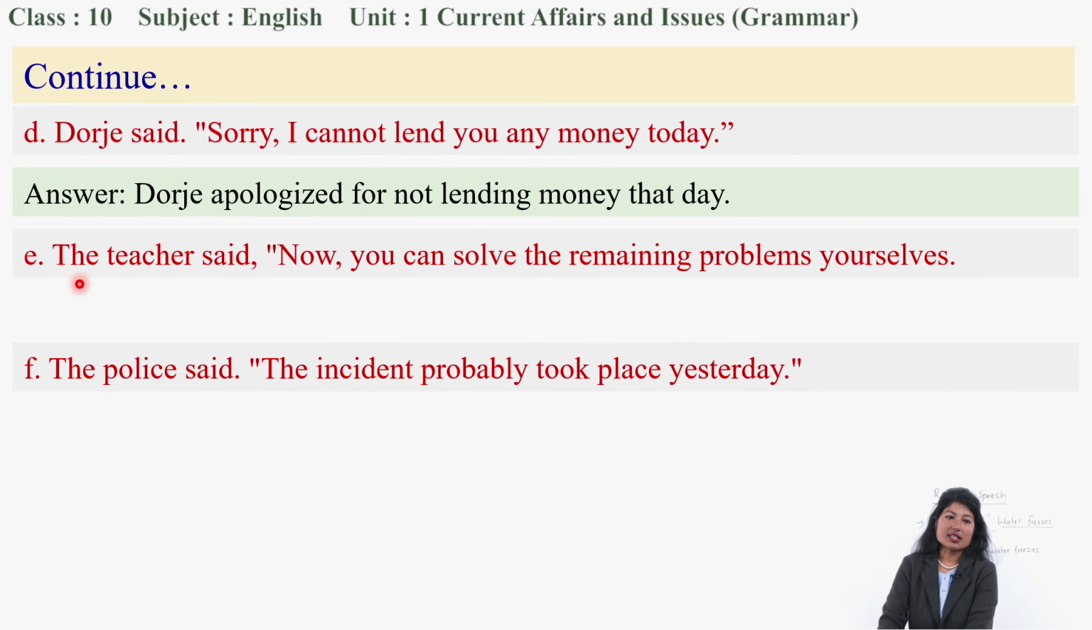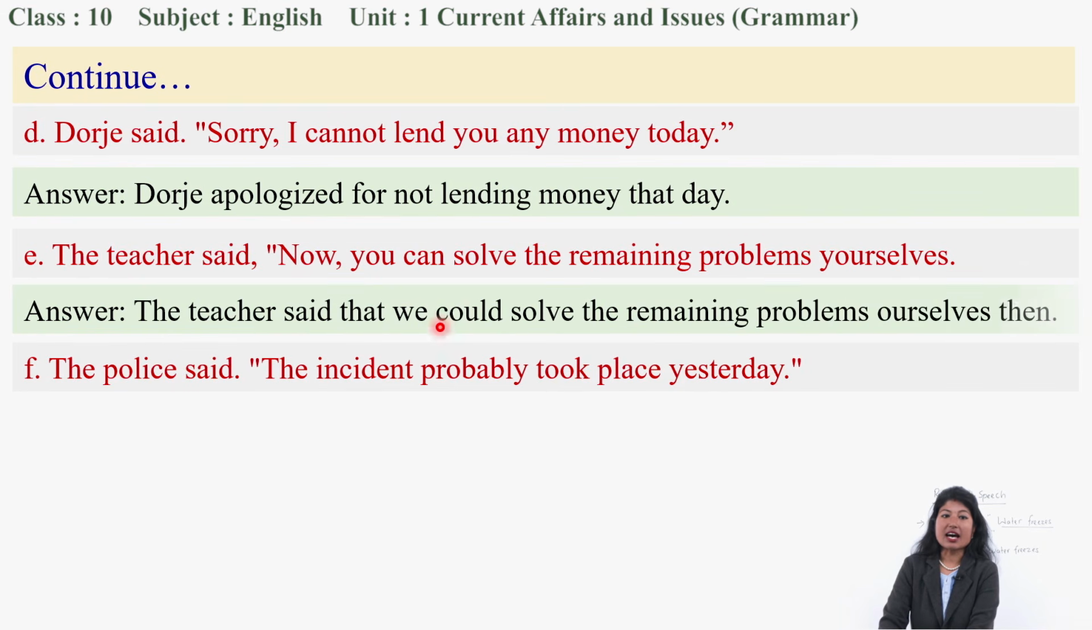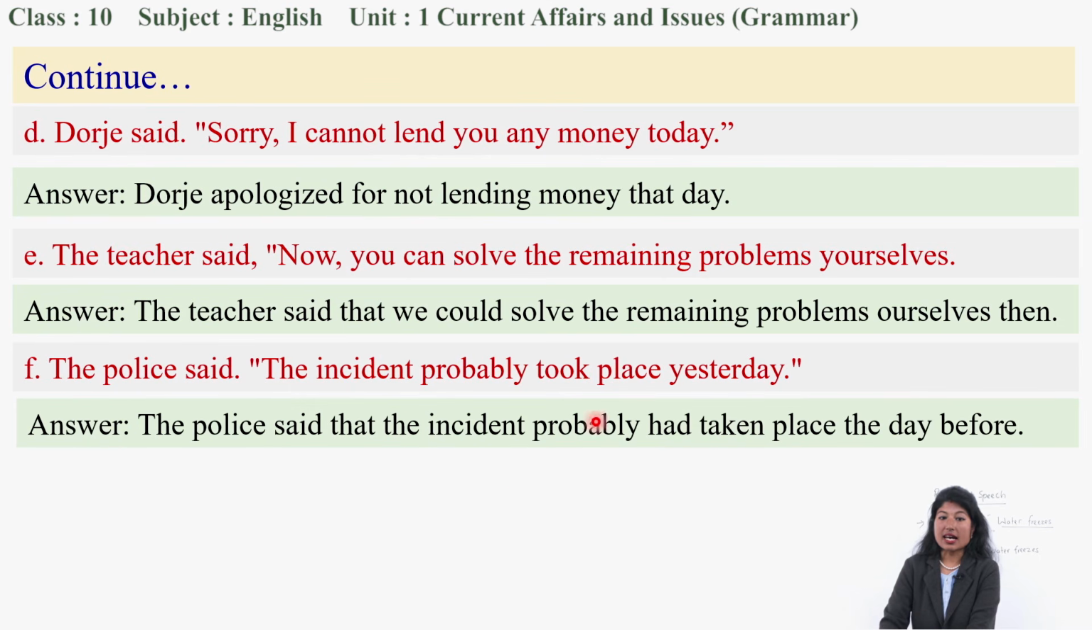Okay, what about next? The teacher said, now you can solve the remaining problem yourself. The teacher said that we could solve the remaining problems ourselves then. Now changed into then, right? Next, the police said the incident probably took place yesterday. The police said that the incident probably had taken place the day before.